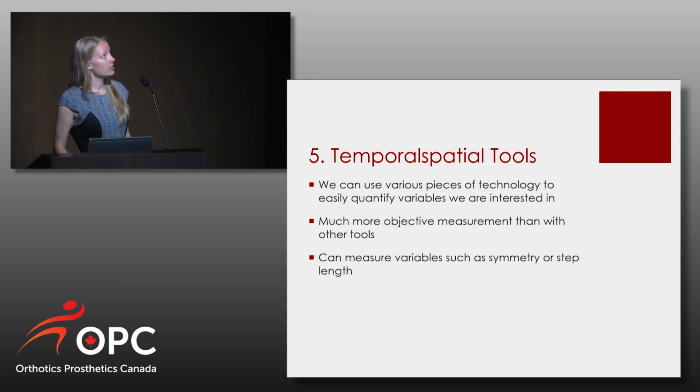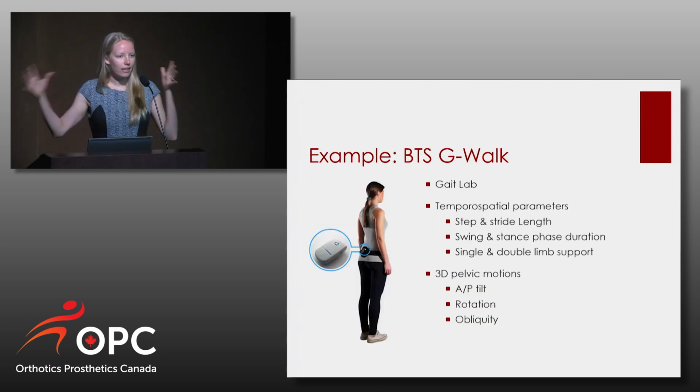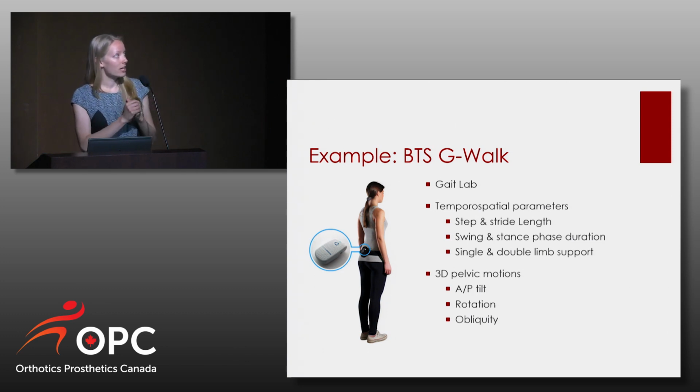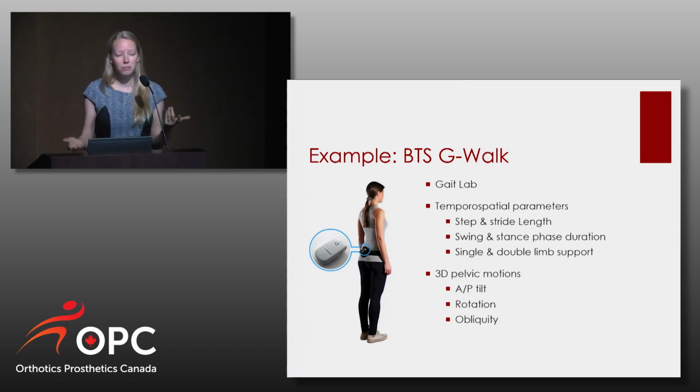One example of this is the BTS G-Walk. Essentially, the idea behind this is that they took a gait lab and tried to condense it down to a key fob, which you then wear on your belt. It does a lot of things. You get temporal spatial parameters: step length, stride length, swing and stance durations, single and double limb support. You also get pelvic motions. You obviously miss a bunch of things because we can't do all the angles from just a belt on your pelvis, but we found it to be very beneficial.